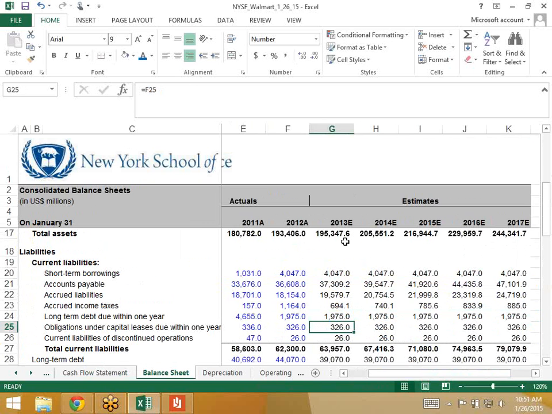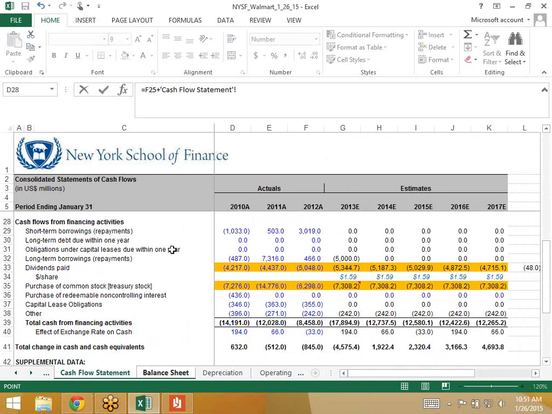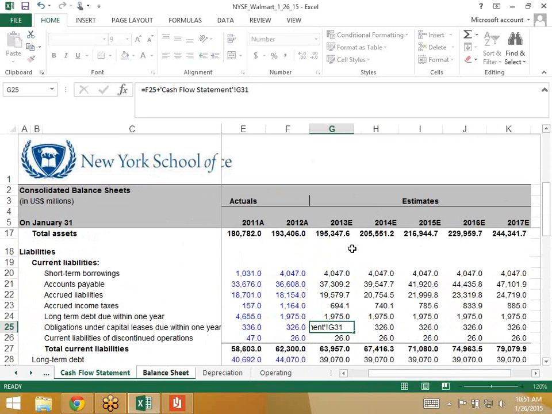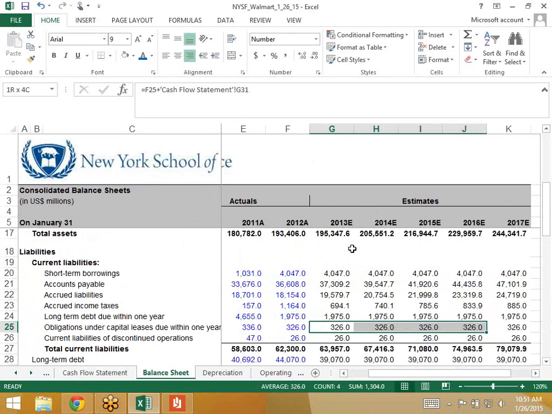Obligations under capital leases due within 1 year should be equal to the year before plus the obligations under capital leases from the cash flow statement, the new line item that we've created, G31. Hit enter. Copy that to the right.